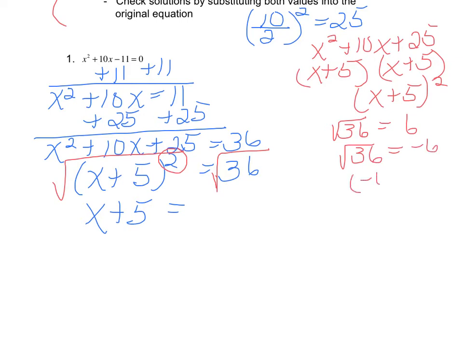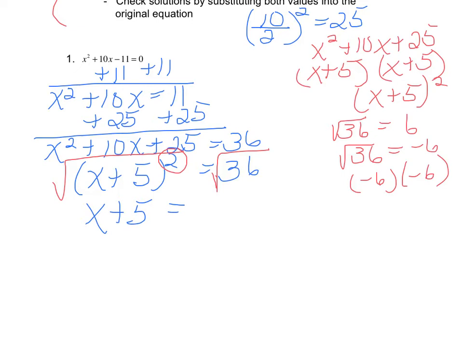A negative 6 times a negative 6 is also a positive 36. So you really truly have two answers. Since they didn't draw the symbol indicating which answer they want, we're going to have to make sure we give them both.